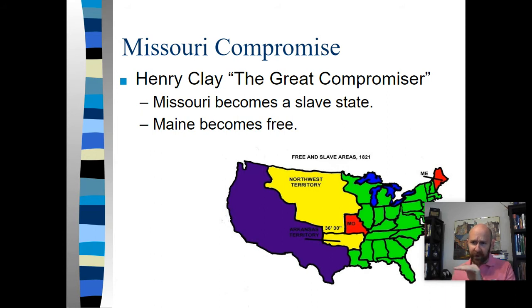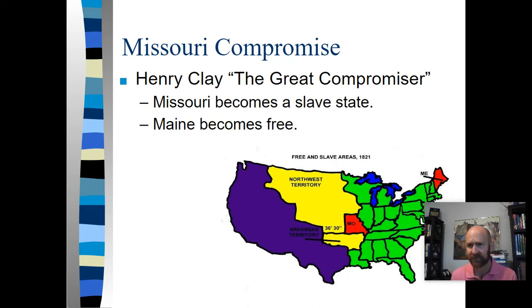And so at 3630, which is that bottom portion of Missouri's state line, not that little boot heel at the end, but the bottom line of Missouri, let's draw that across the country. And we'll say no slavery is allowed above that line. That the odds of slavery popping up above that line are very slim.